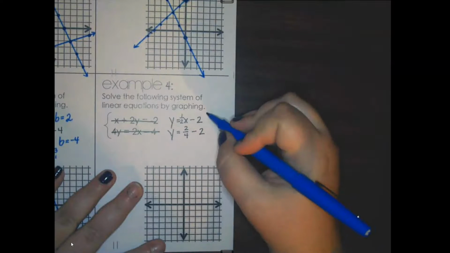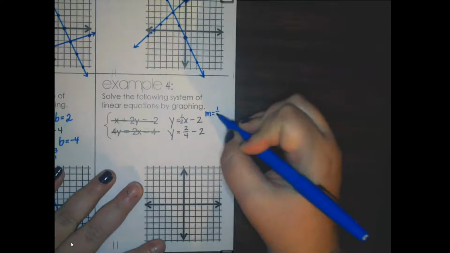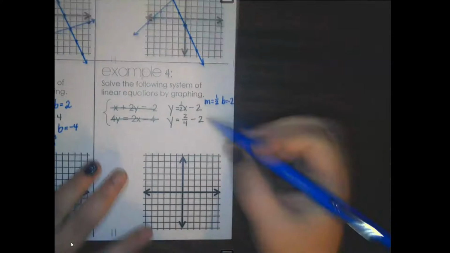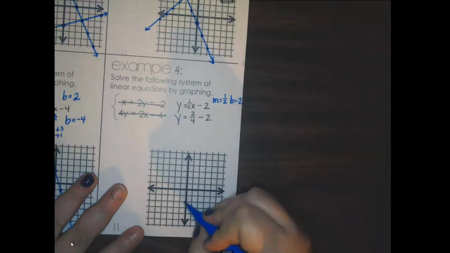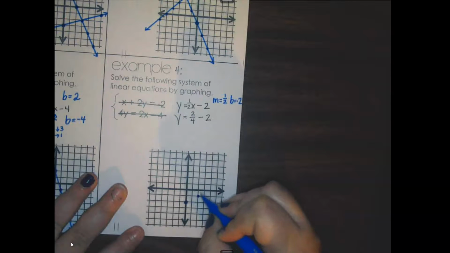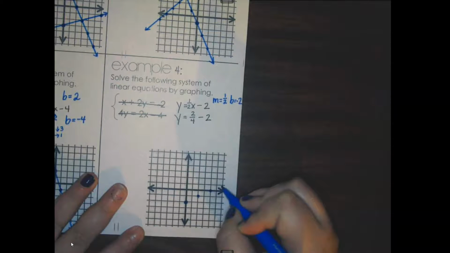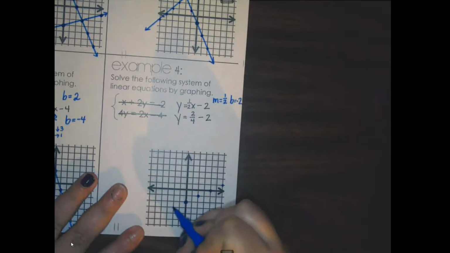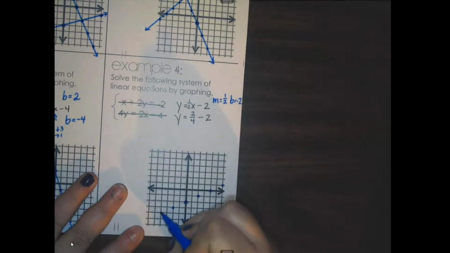Alright, let's look at example 4, which I also told you was a unique situation. So let's look. I have a slope of 1/2 and a y-intercept of -2. So let's graph that. So -2, rise 1, run 2, rise 1, run 2, rise 1, run 2. And do the reverse. Down 1 to the left 2, down 1 to the left 2, down 1 to the left 2.